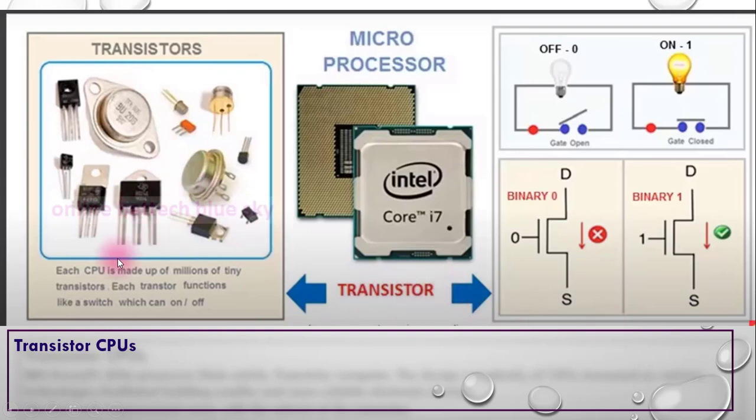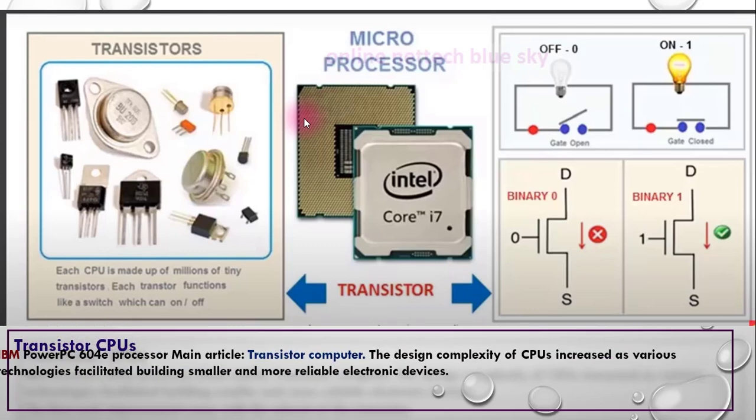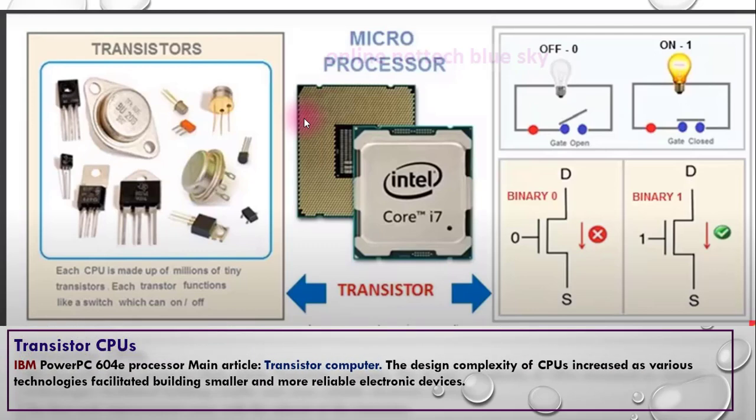So a CPU, you can see, is made up of millions of tiny transistors. Each transistor functions like a switch that we can turn on and off. This is very important to understand. Here you can see IBM's PowerPC 604e processor, the main article curve showing up here. You can see a transistor computer.